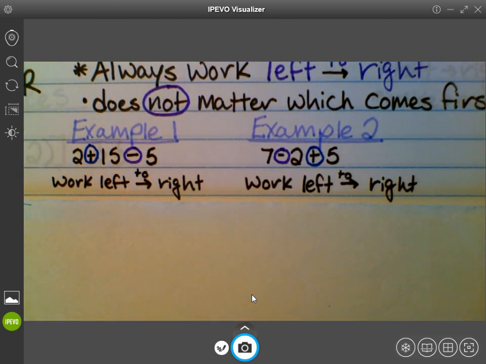Give me a thumbs up when you have the 2 examples written down. All right. And I circled the addition symbols in blue and the subtraction symbols in purple. That's why they're circled.